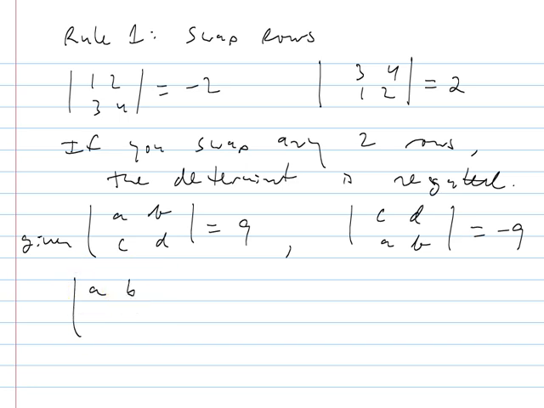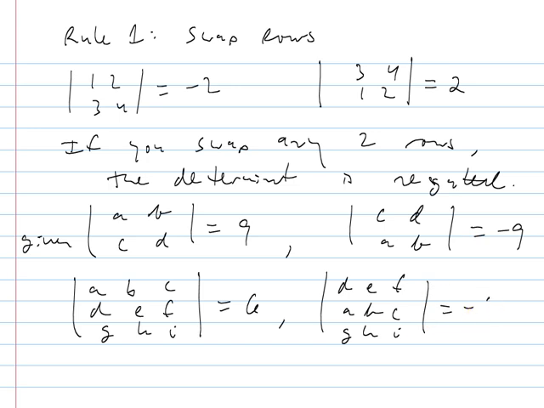If I have a 3 by 3, and the determinant of that is something like 6, and if I swap 2 rows, it becomes negative 6. But if I swap 2 more rows, it will be negated again and go back to the original. So this is rule number 1: swapping rows negates the determinant.